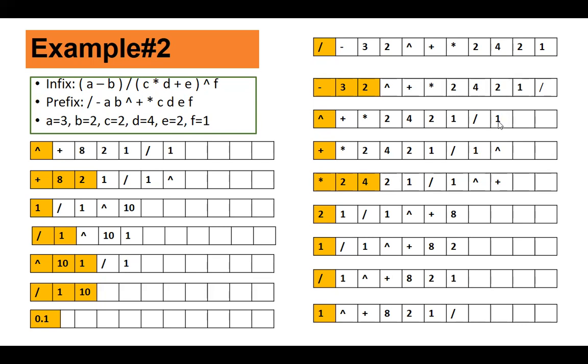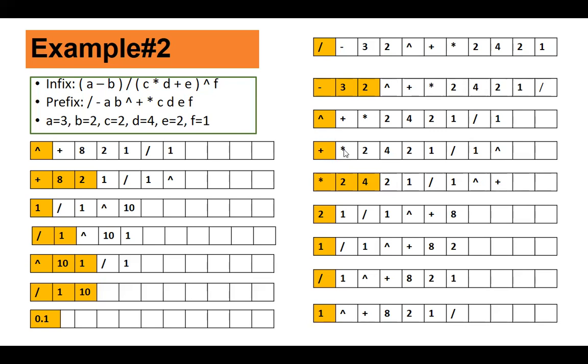The result is inserted at the rear. Now, what you read next is again an operator which is not followed by two operands. These are operators, not operands. So what you do, delete it from front, insert it at rear. Now front is pointing here. Fine.